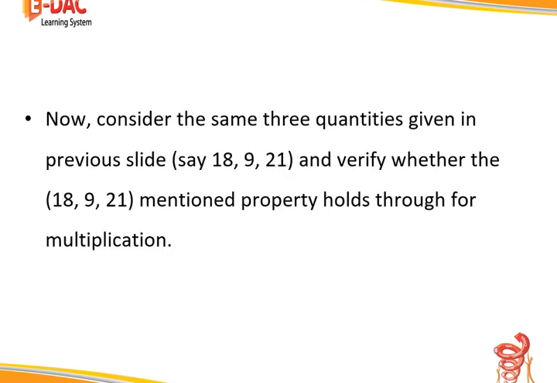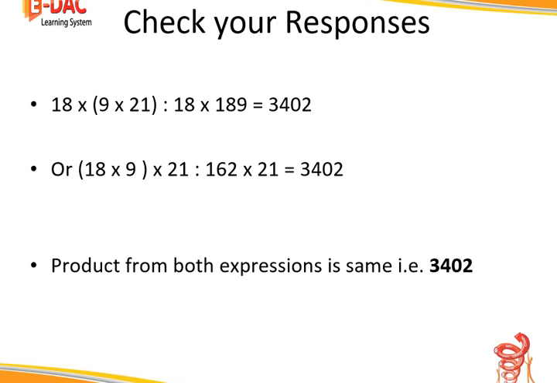Now consider the same three quantities given in the previous slide, say 18, 9 and 21, and verify whether the mentioned property, that is the associative property, holds true for multiplication or not. Let's check the response. So the product from both the expressions is the same, that is 3402. Hence, the associative property or law also holds for multiplication.